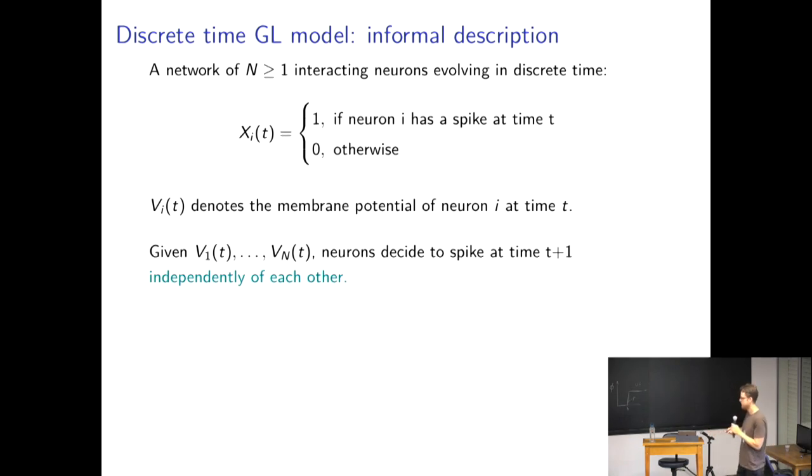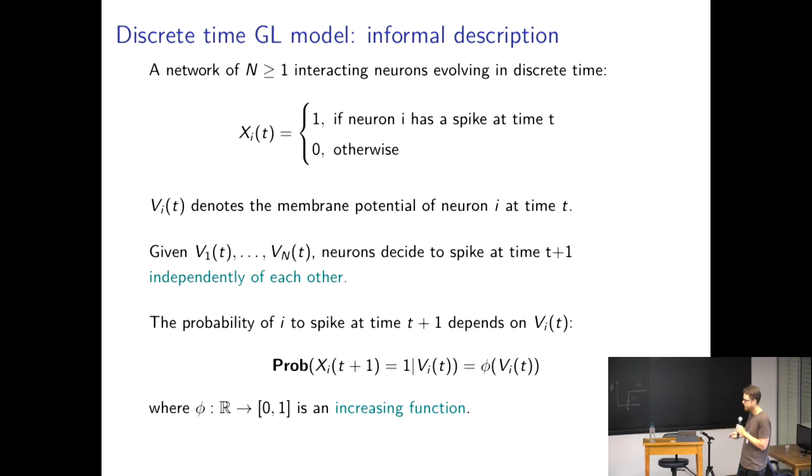Another important ingredient is that this system is evolving in time, and of course there is dependence. The dependence is essentially captured by the vector of membrane potentials. It means that if at a given time t I know the whole vector of membrane potentials, at time t plus one each of the neurons will spike independently of each other. The model is then completely characterized by the probability of neuron i to spike at time t plus one, given the whole vector. There's a mistake here: more generally, I could put the complete vector of membrane potentials at that time.